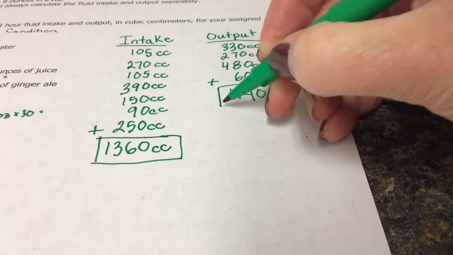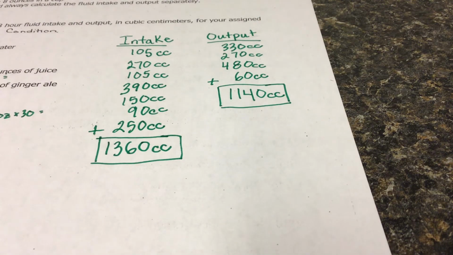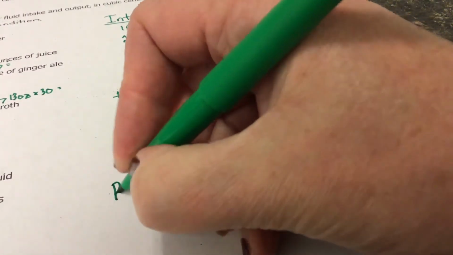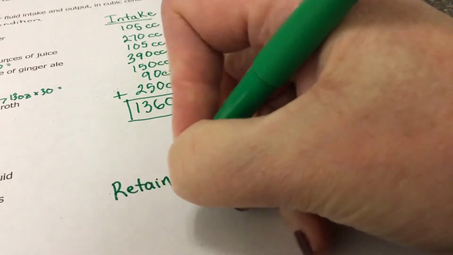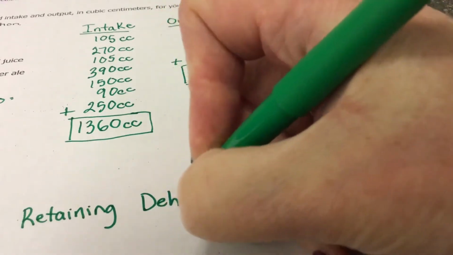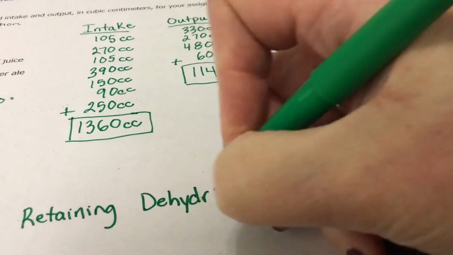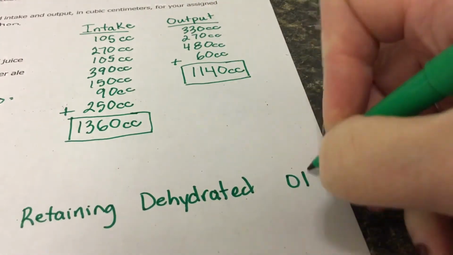At this point, we would be able to make a judgment of whether or not our patient is retaining fluid, becoming dehydrated, or is okay. Okay? So you have 3 options: retaining, dehydrated, or okay.